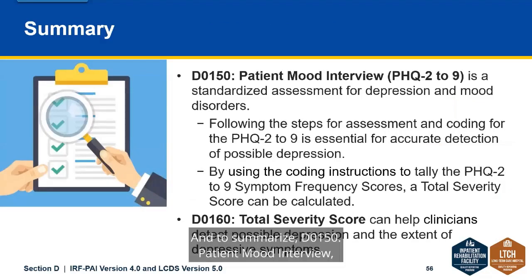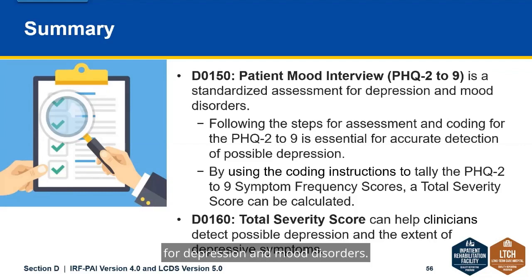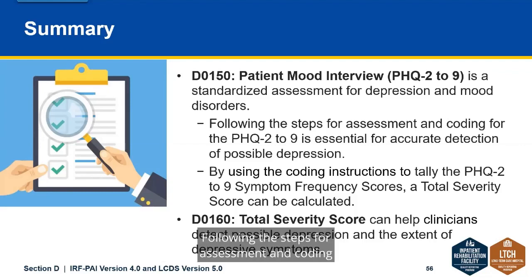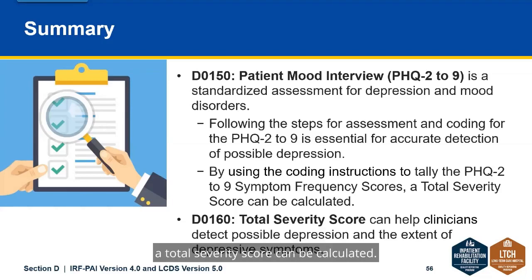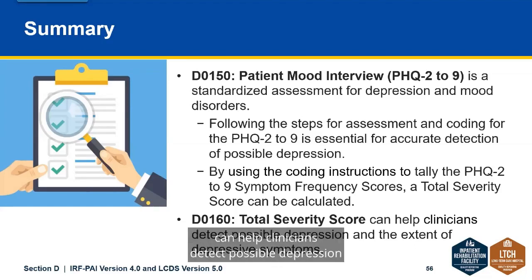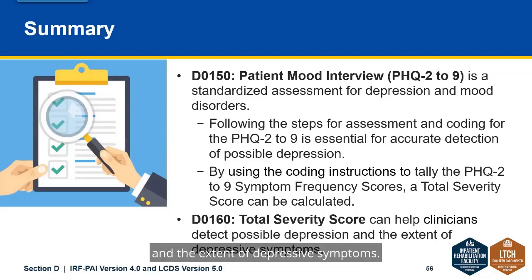And to summarize, D0150 patient mood interview, the PHQ-2-9, is a standardized assessment for depression and mood disorders. Following the steps for assessment and coding for the PHQ-2-9 is essential for accurate detection of possible depression. By tallying the PHQ-2-9 symptom frequency scores, a total severity score can be calculated. D0160, total severity score, can help clinicians detect possible depression and the extent of depressive symptoms.